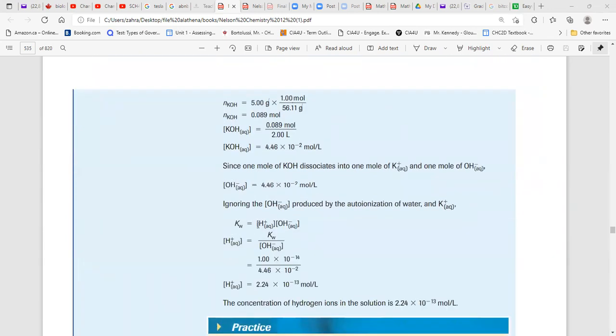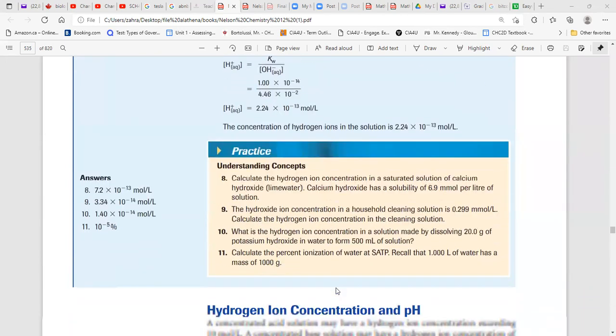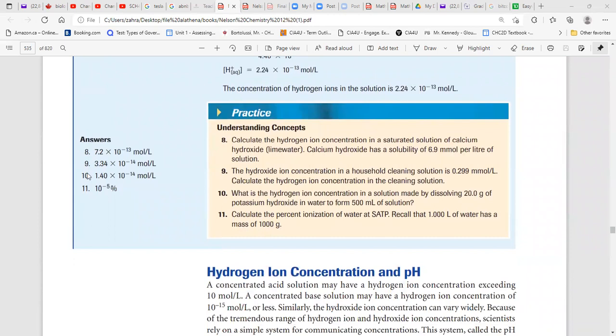You use Kw is the hydrogen concentration multiplied by the OH concentration. Rearranging for the hydrogen concentration, Kw we already know is always 10 power negative 14. OH we got before, and that would give the concentration of the hydrogen ion. For practice, you can do question number 8, 9, and 10.